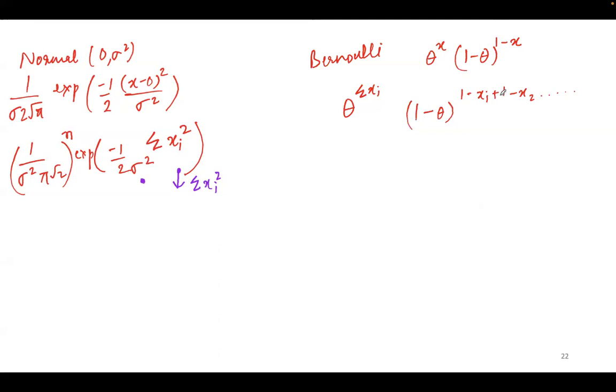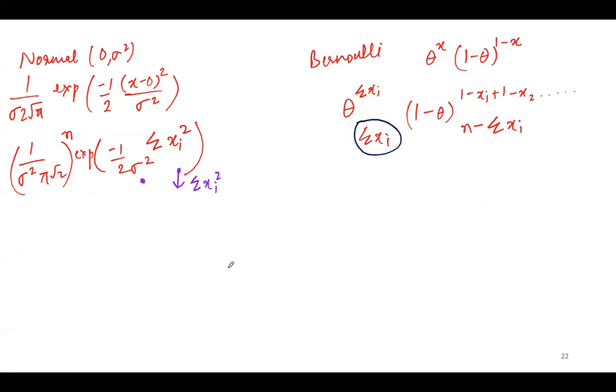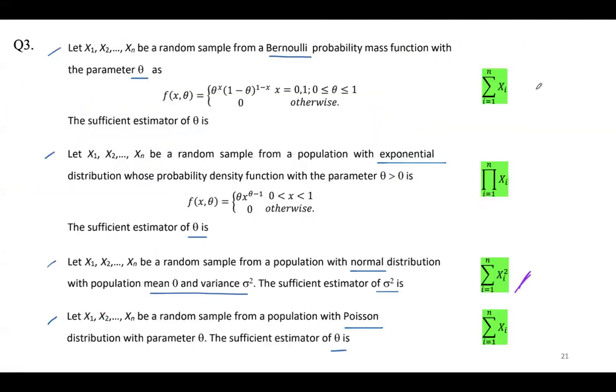Whichever term you see, in both of them, they're going to be of this form, right? Here also it's going to be of the same form. So it's going to be n minus sigma xi, and here is also sigma xi, right? So therefore again, sigma xi is what we are looking at for Bernoulli. Okay, this one. So that's the sufficient estimate.